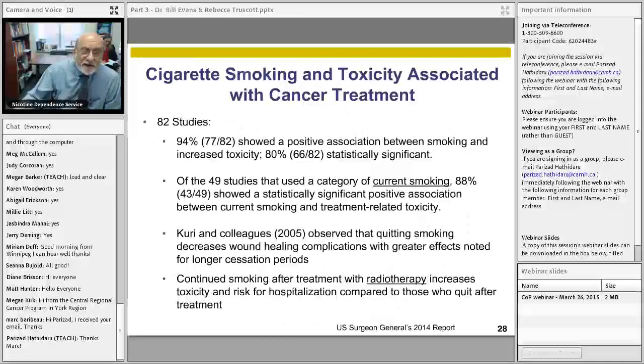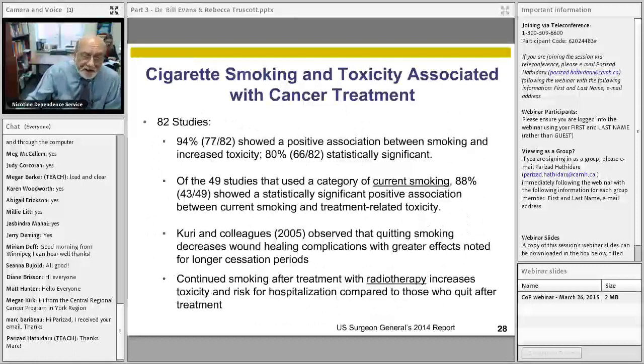There's also quite a bit of evidence about increased toxicity with cancer treatment. 82 studies in the Surgeon General's report, almost 100% of them showing a positive association between smoking and increased toxicity. The vast majority of them were statistically significant. As it relates to surgery, there's good evidence that quitting smoking decreases both local wound infections and other infections, as well as reducing the number of wound healing complications like wound dehiscence and hernias.